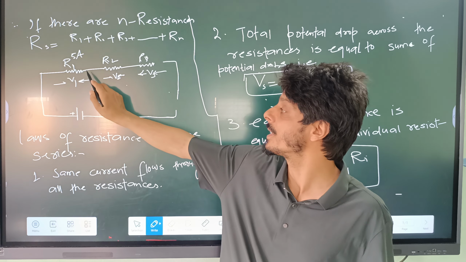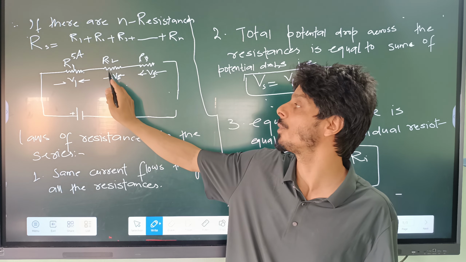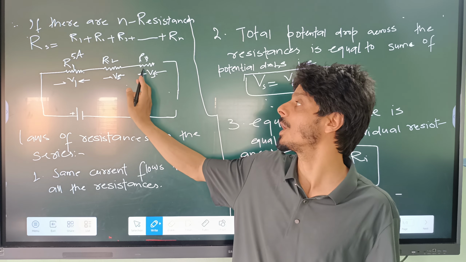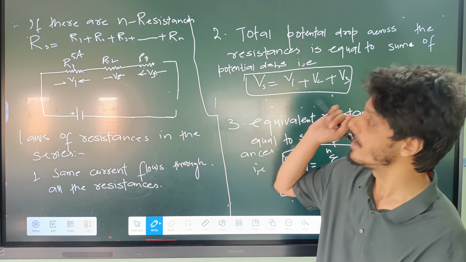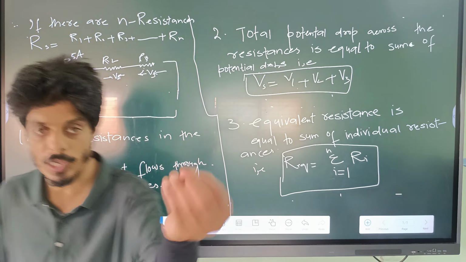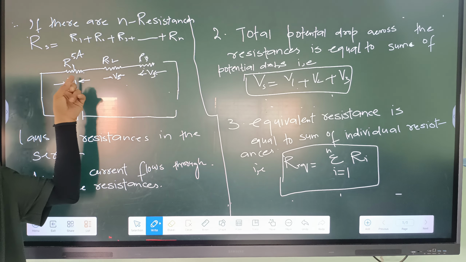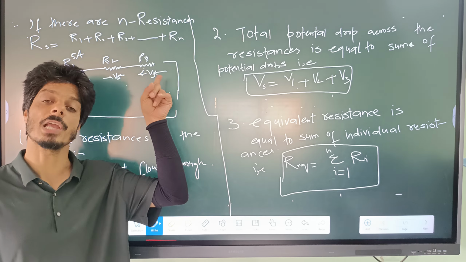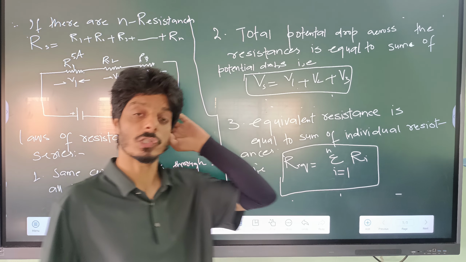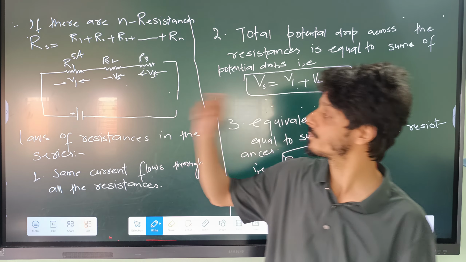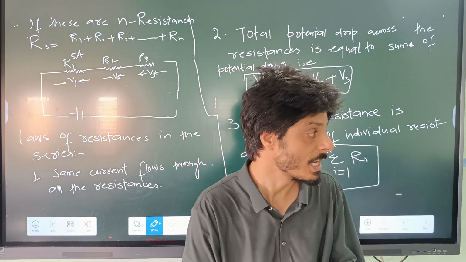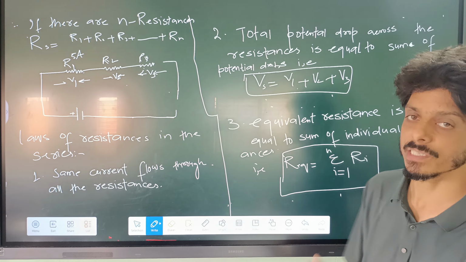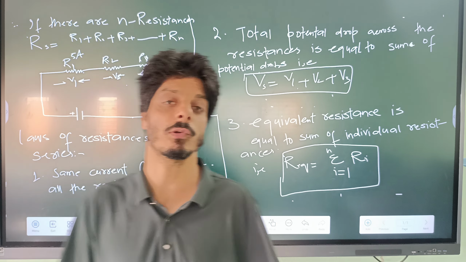End to end means the end point of the first resistance is connected to the beginning point of the second resistance, and the end point of the second resistance is connected to the beginning of the third resistance, and so on. Whenever resistors are connected in series, the same current flows through all of them. For example, if a current of 5 ampere flows through the first resistance, the same 5 ampere will flow through the second and the third. But the total potential difference across the resistances is equal to the sum of the individual potential drops. That is one of the features of resistances connected in series.